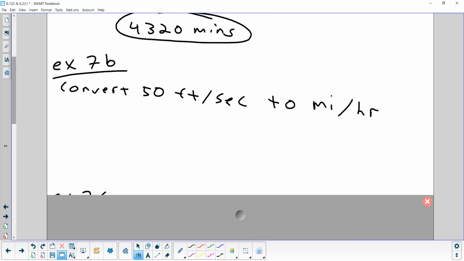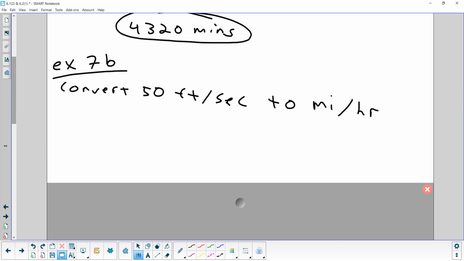a rate. So a rate has 2 labels. It doesn't just have a distance, it doesn't just have a time, it has both. 50 feet per second. What does that mean? 50 feet in how many seconds? Yeah. 1 second. 50 feet in or per 1 second. So now this is two problems. You have to convert seconds to hours, and you have to convert feet to miles. Let's do feet to miles first.